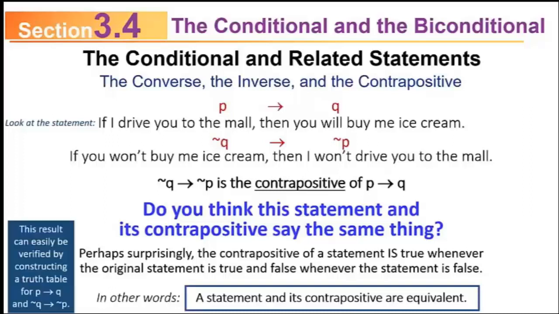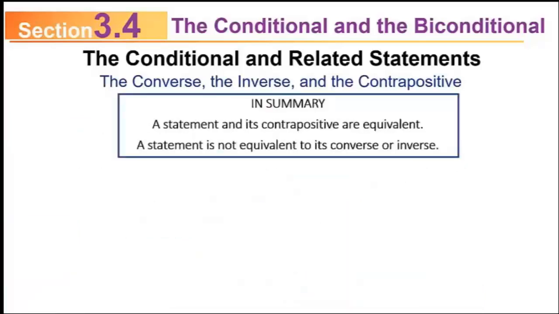And if you don't believe the truth of this statement, you can verify it yourself. If you build the truth table for P implies Q and then build the truth table for the contrapositive not Q implies not P, you will see that the truth values are exactly the same. So in summary, a statement and its contrapositive are equivalent. A statement is not equivalent to its converse or inverse.